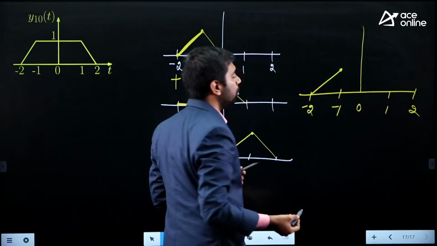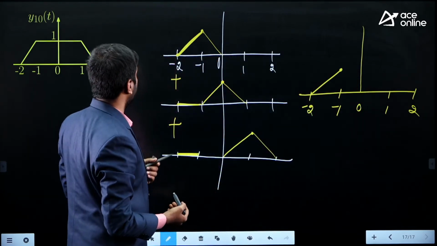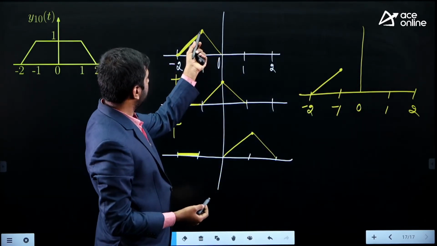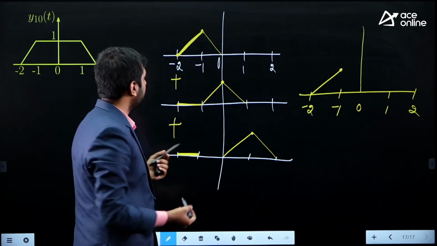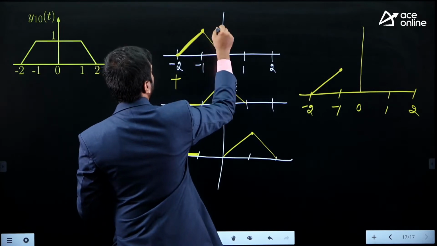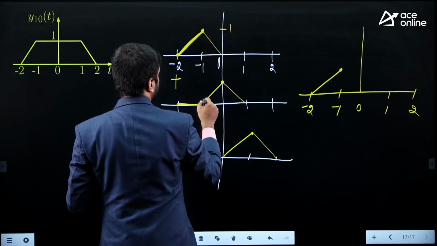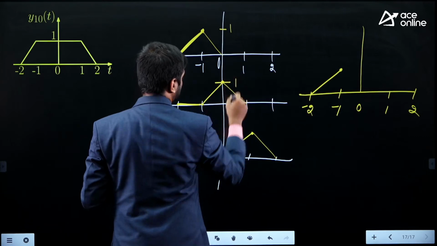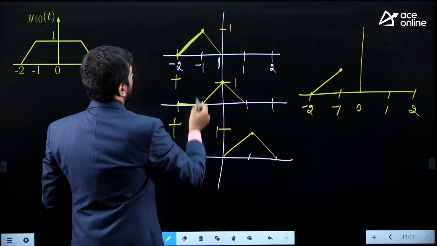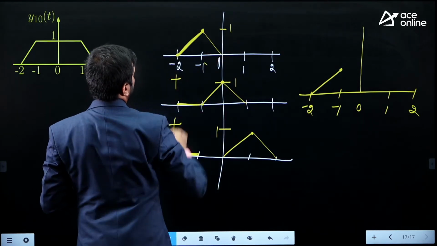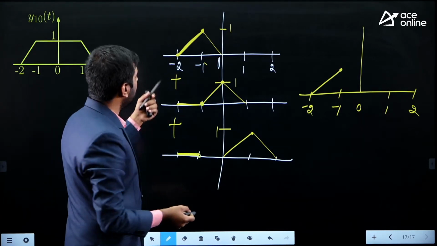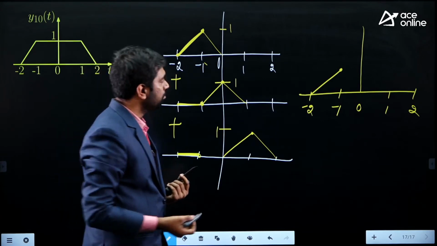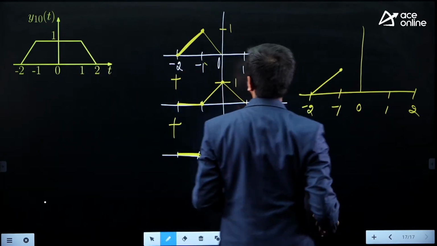From -1 to 0, what happens? From -1 to 0, this is decreasing, whereas this is increasing. For example, here it's 1. Here it's 0, right? So let's mark this also 1. Now see, at -1 its value is 1, and here also it's 0. You add 1 plus 0 plus 0, it's 1. Okay, fine.